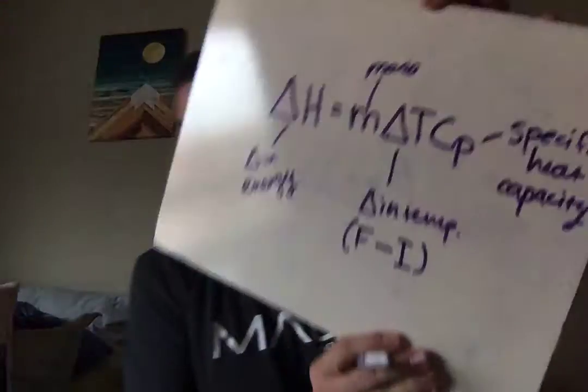Change in energy. M is mass. Delta T is change in temp. Big point of information there: it's always final minus initial. And then Cp is specific heat capacity.